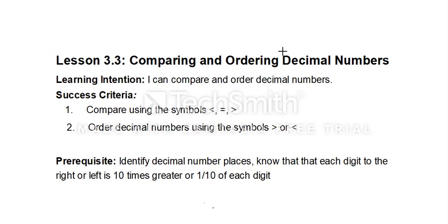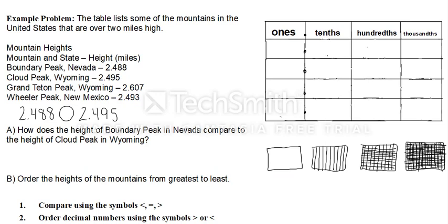Know that each digit to the left or to the right is either 10 times greater or 1/10 the current digit given. Let's get started with our example problem. This comes from our Go Math Big Book. The table lists some of the mountains in the United States that are over 2 miles high. These are the mountains' heights with their state, and the height is given in miles.